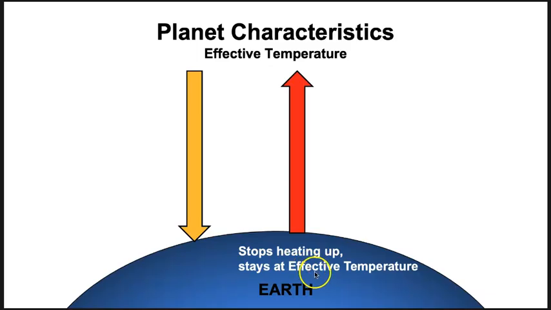The effective temperature is the temperature that the surface of the planet has to be warmed up to until the energy out equals the energy in. And then the temperature stabilizes.